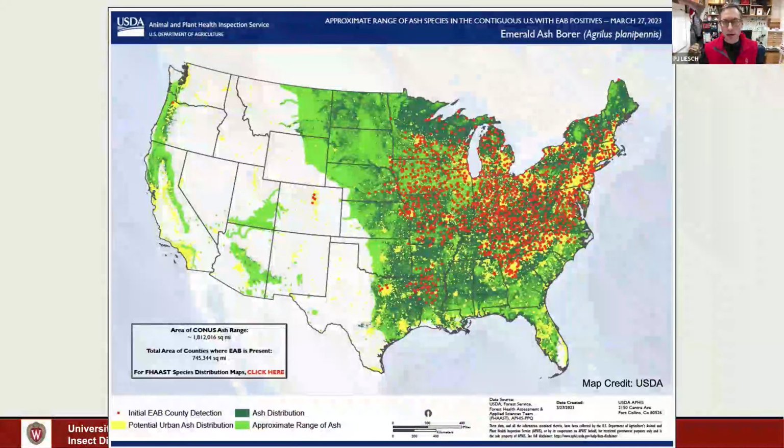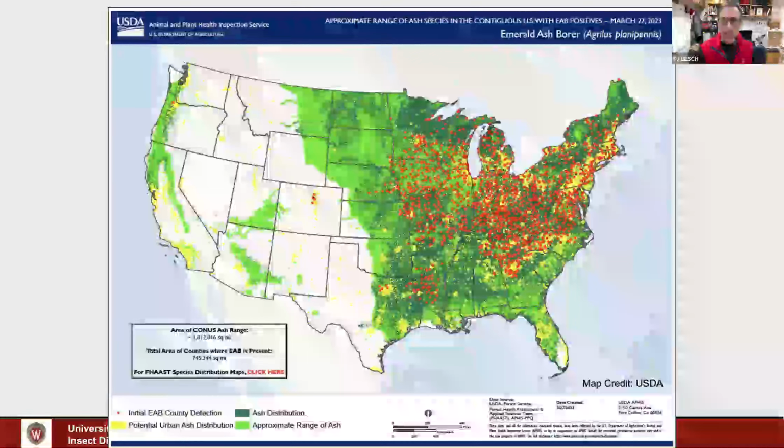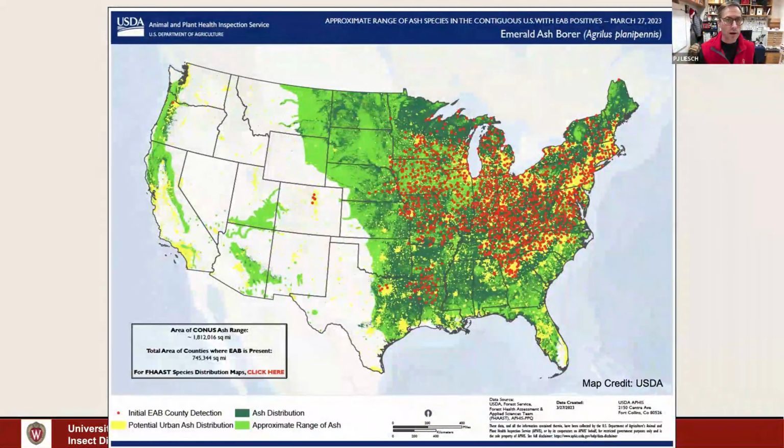Now, ash trees can be common in naturally forested areas too. If you look at Wisconsin alone, we see a lot of dark green in the northern part of the state.